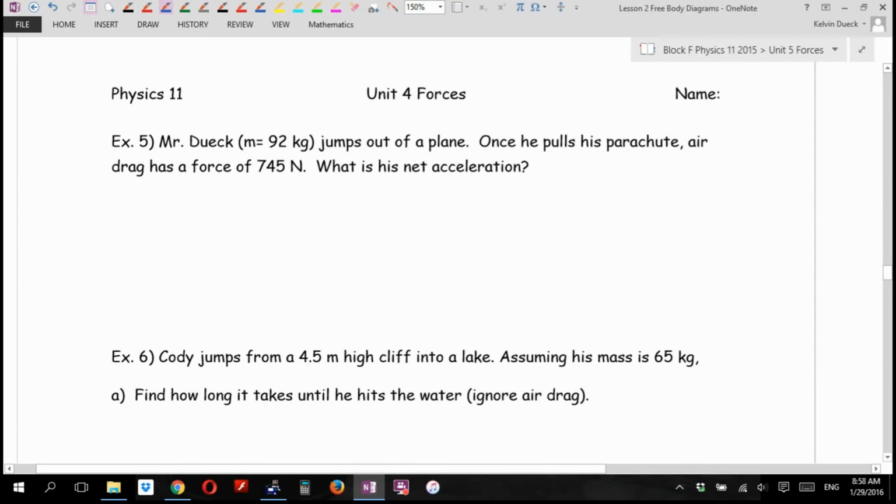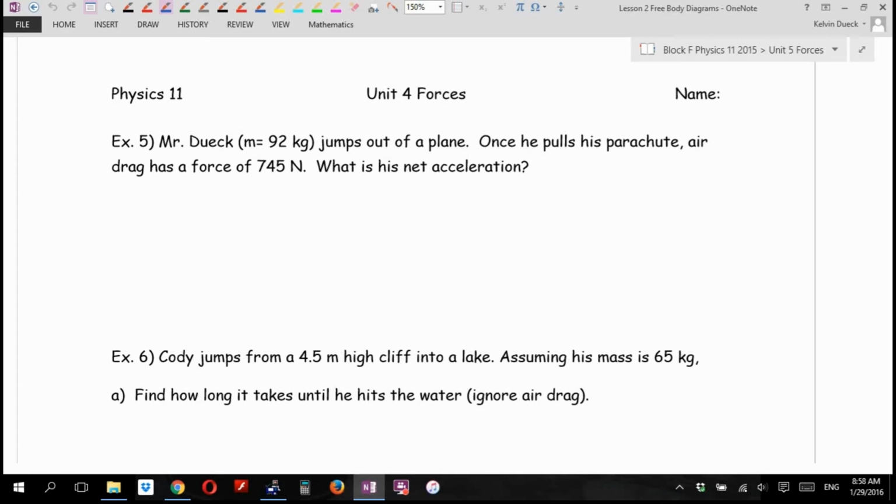Example 5. Mr. Dewick jumps out of an airplane. I mentioned I jumped out of an airplane. Once he pulls his parachute, air drag has a force of 745 newtons. What's his net acceleration? What does this question want me to find? Acceleration. Did they give me a VI, a VF, a T, and a D? No? Okay, then I think we're going to find acceleration, Trevor, using forces.